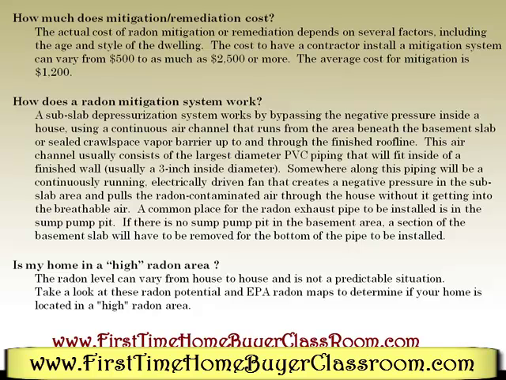How does a radon mitigation system work? A slab depressurization system works by bypassing the negative pressure inside the house using a continuous air channel that runs from an area beneath the basement slab or sealed crawlspace vapor barrier up to and through the finished basement roof line. This channel usually consists of the largest diameter PVC piping that will fit inside of the finished wall, usually about 3 inches in diameter. Somewhere along this piping you will have a continuously running, electrically driven fan that creates a negative pressure in the subslab area and pulls the radon-contaminated air out without it getting into the breathable air.